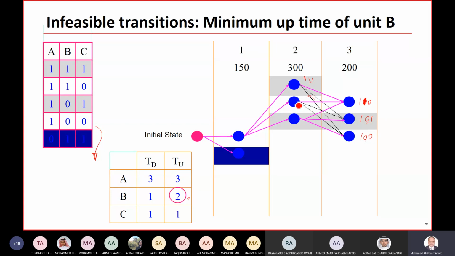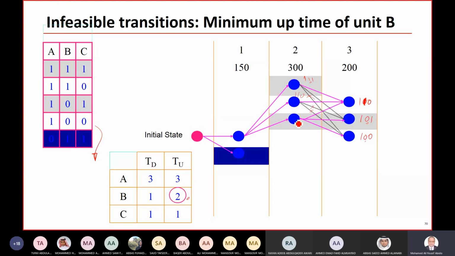Now for this one, if you investigate the 3 links, this one and this one: this one is 110. If you go 110, everything is okay. You keep it on here. Here you switch it off. Here you switch it off, which is unfeasible. So even these 2 links are unfeasible. Am I right? So we will exclude them according to, again, the same constraints.